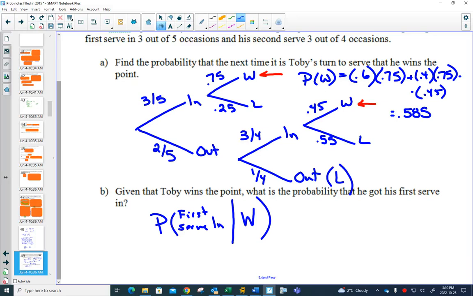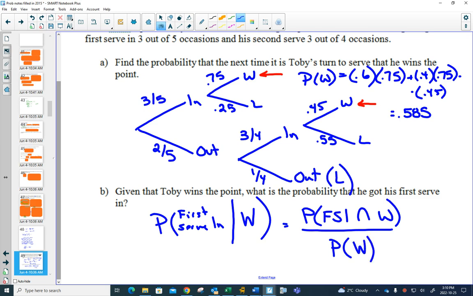According to our conditional probability formula, this would be the probability of, oh, now I'm using FSI and win, divided by the probability of the win. I always remember that the probability of the given thing goes on the bottom because the information you're given affects your total sample space and makes it smaller. So the information that you're given, making a smaller sample space, is always what goes on the bottom of a probability fraction.